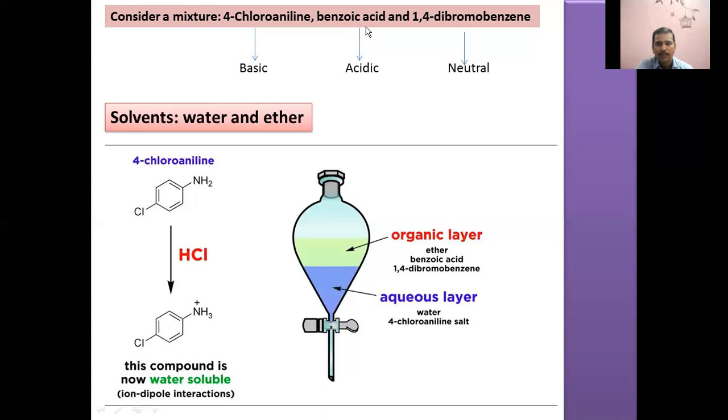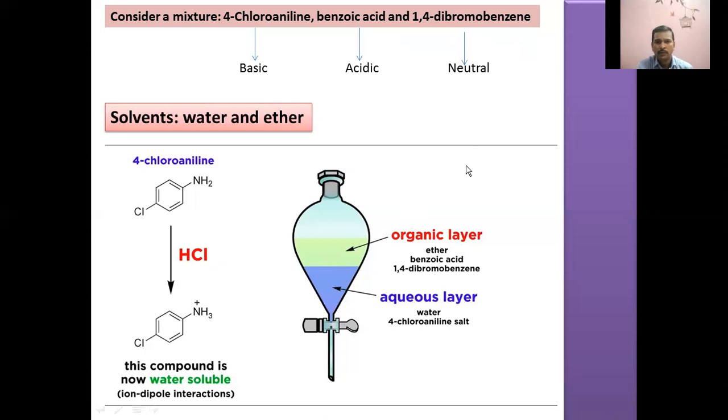A simple reaction between benzoic acid and sodium bicarbonate takes place. So benzoic acid will be converted into sodium benzoate. Sodium benzoate is ether insoluble, but it is water soluble. So sodium benzoate will come to the sodium bicarbonate layer. So benzoic acid has been separated from 1,4-dibromobenzene. The aqueous layer contains sodium benzoate. You release it out, treat with acid, convert sodium benzoate into benzoic acid, purify it, and recrystallize it. Now the organic layer contains 1,4-dibromobenzene. Evaporate the ether and collect 1,4-dibromobenzene.